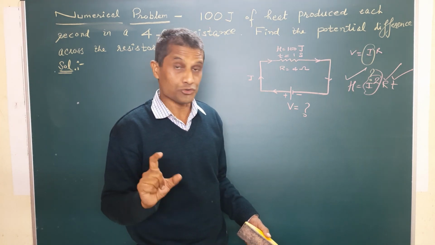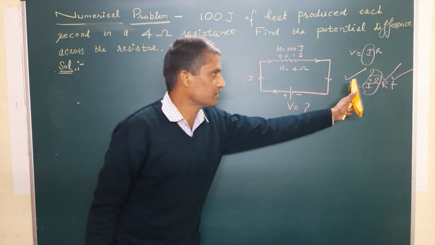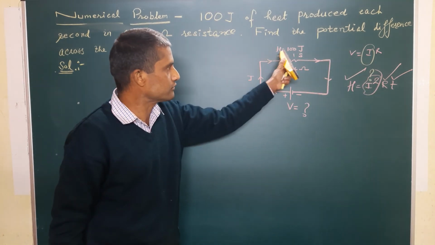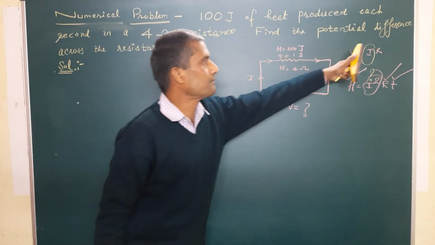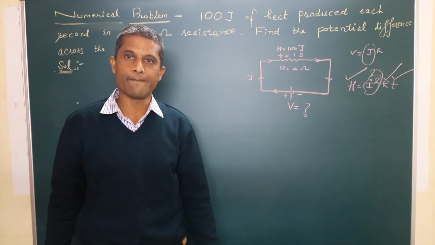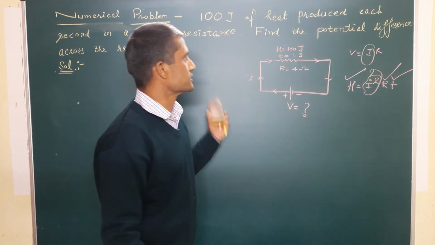So by now you know what to do. Firstly, we are going to find out the current traveling through this resistance, and thereafter we will put the value of current in V is equal to IR. We are going to have the voltage there. So that's how we will proceed in this numerical problem. So let us do it.